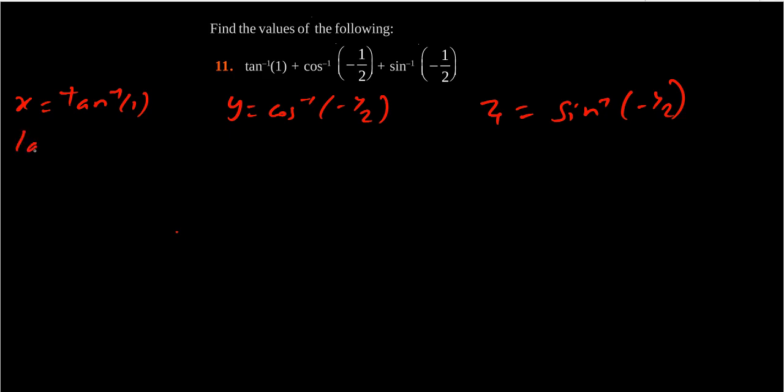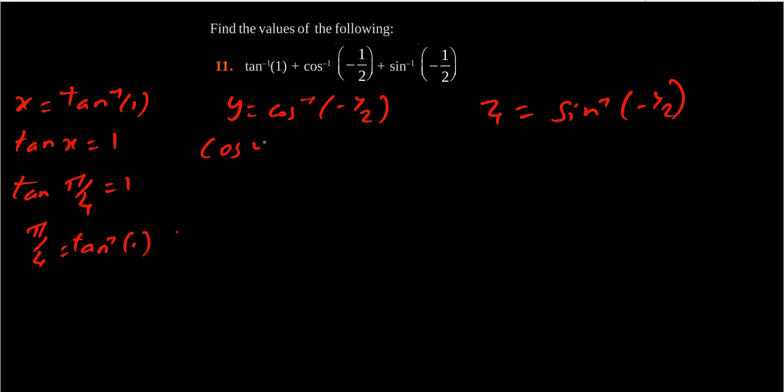So this will become tan x is equal to 1. So for which angle will we get tan function 1? For 45 degree. 45 is nothing but pi by 4. So tan pi by 4 is 1. That is nothing but pi by 4 equal to tan inverse of 1. Next one. This is cos y is equal to minus 1 by 2. So at which angle will we get 1 by 2 for cos? 60 degree. It is pi by 3.